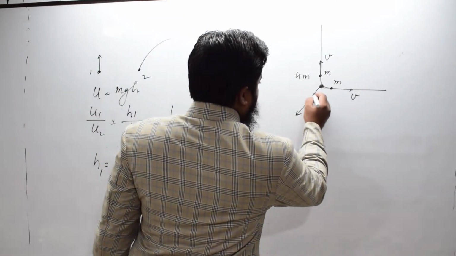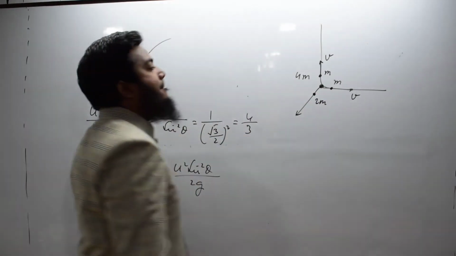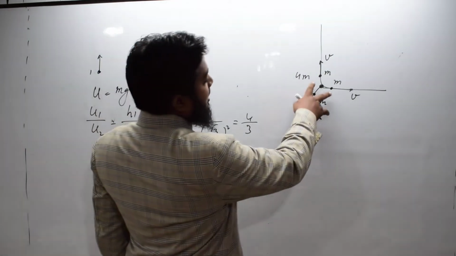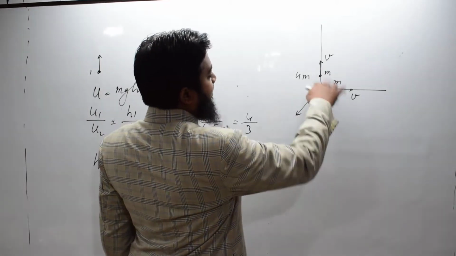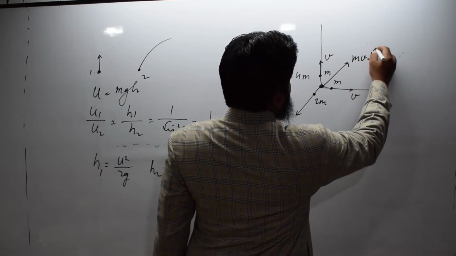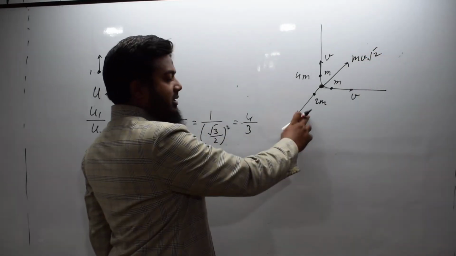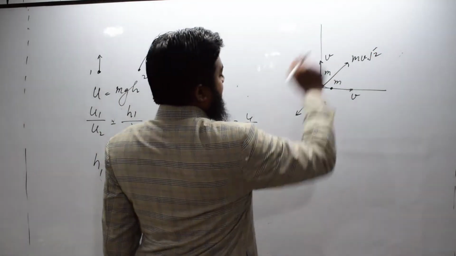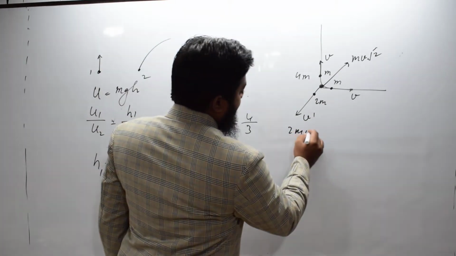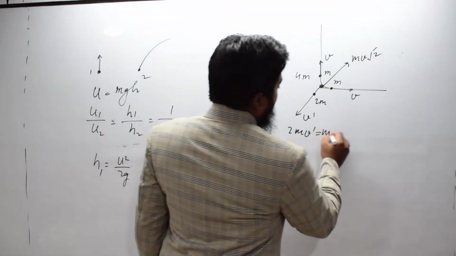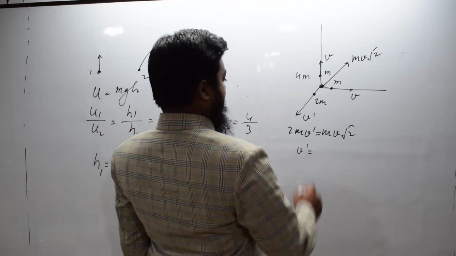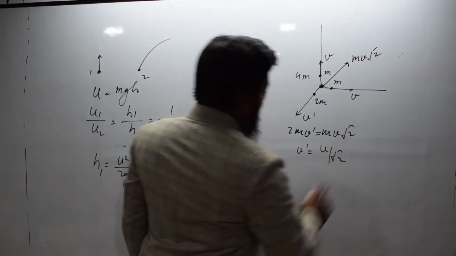Now, the mass of the third piece is 2m, and we can calculate the speed of the third piece. The resultant of these 2 momenta, mv and mv perpendicular, will be mv root 2. Now, momentum in this direction should also be equal to this value. Say this velocity is v dash, so 2mv dash is equal to mv root 2. So, v dash is equal to v upon root 2.